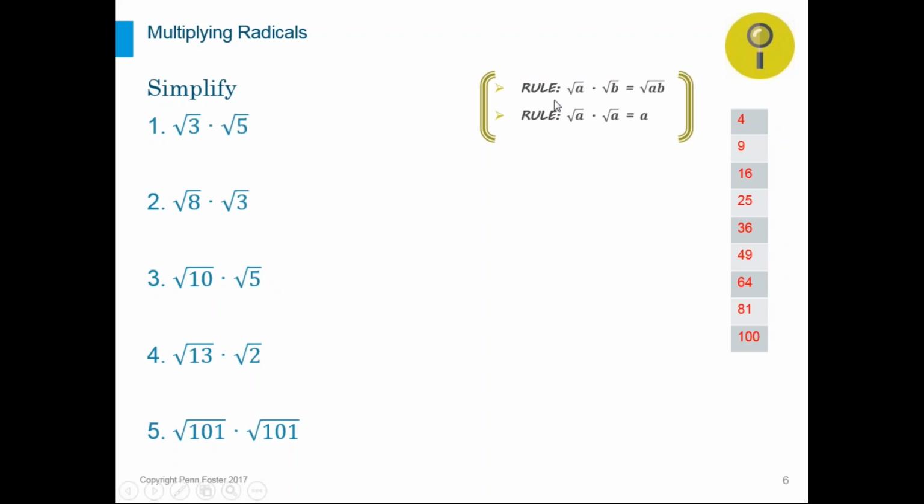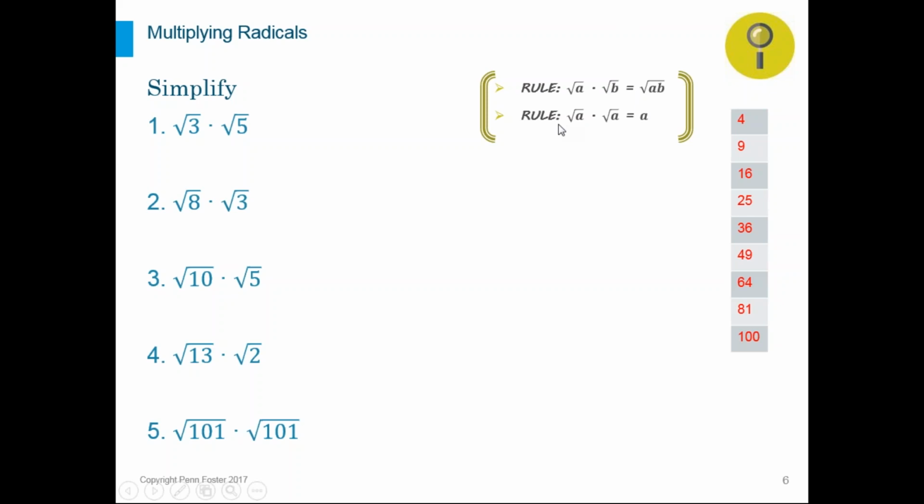Rule number 1 says that if you have a radical times another radical, what you want to do is just multiply whatever is under the 2 radicals and combine them under one radical sign. So the square root of a times the square root of b equals a and b multiplied, and then take the square root of everything here.